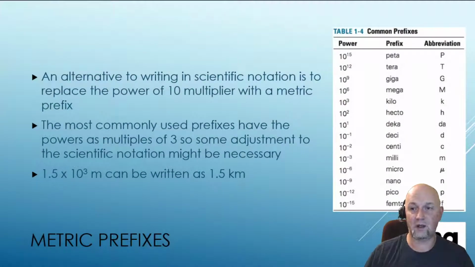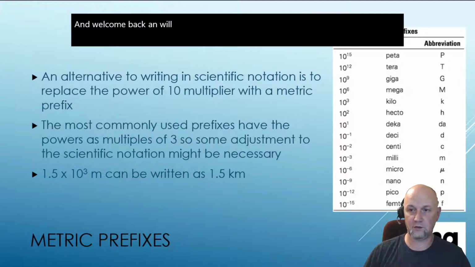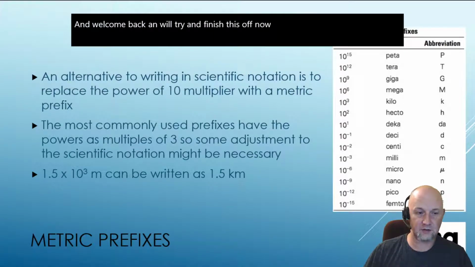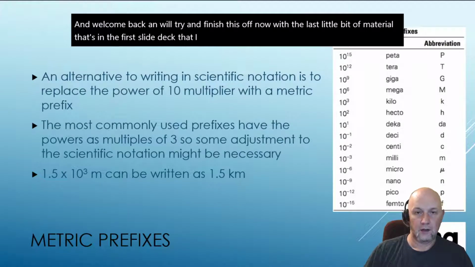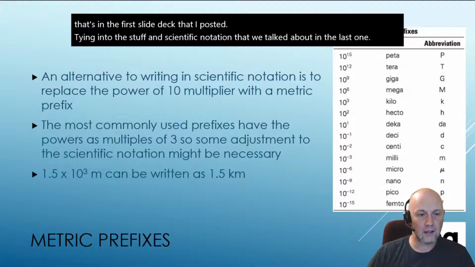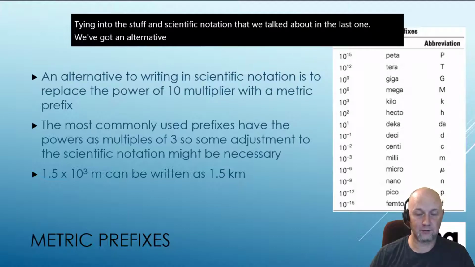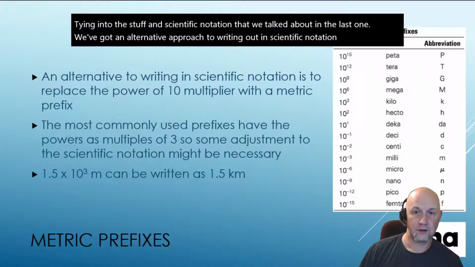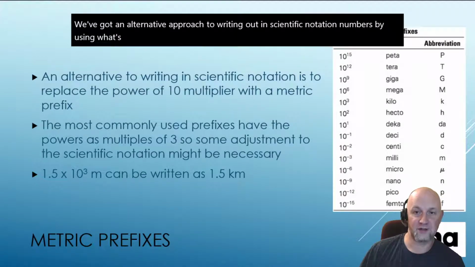Welcome back. And we'll try and finish this off now with the last little bit of material that's in the first slide deck that I posted. Tying into the stuff on scientific notation that we talked about in the last one, we've got an alternative approach to writing out numbers in scientific notation by using what's called the metric prefixes.